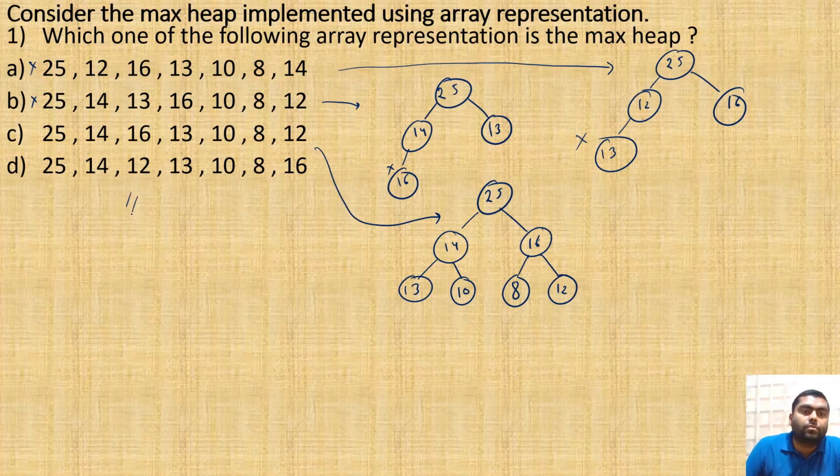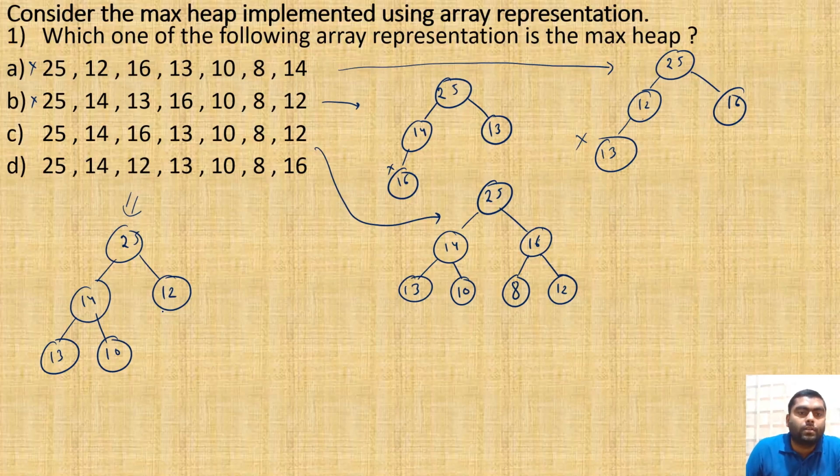And this is also not okay, you can check it by yourself, like 25, 14, 12. Okay, so then 13, 10, and 8, and then 16. So this entry is not valid. Okay, so this is not valid, this is okay, this is our correct answer.